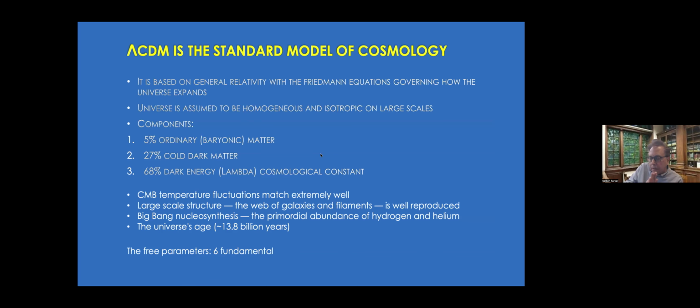So before I go further into experiments, since the experiments do depend on the theory, and I'm going to give a theoretical talk, it's actually not a bad idea to talk about the lambda CDM and just remind you, this is the standard model of cosmology and what it is based on. It's based on general relativity and the Friedmann equations governing how the universe expands. The universe is assumed to be homogeneous and isotropic on large scales. The components that go into the model are baryonic matter, 5%, 27% cold dark matter, and 68% something like dark energy, a cosmological constant. It's been a very successful model, no doubt about it.